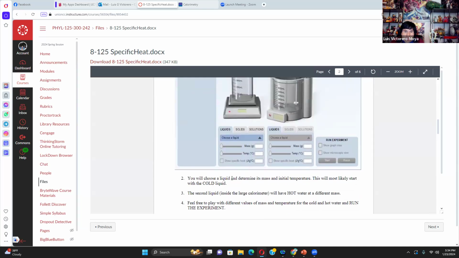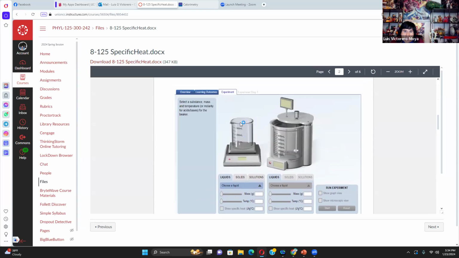On the first part, you will be choosing a liquid and you will be taking the mass of it. And then you're going to make sure that this is heated up. And then you're going to be transferring to a cold liquid here. You can choose different liquids here. And then you're going to run the experiment where you're going to see when you reach the equilibrium temperature. Basically, it is the point where the heat lost by the hot substance is equal to the heat gained by the cold substance.